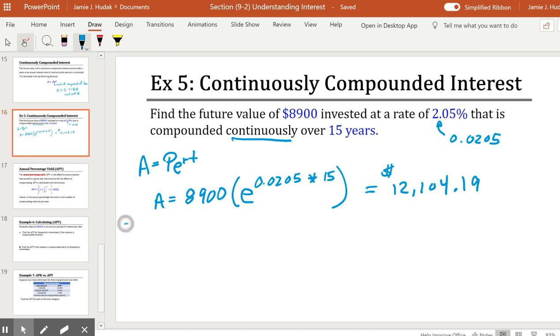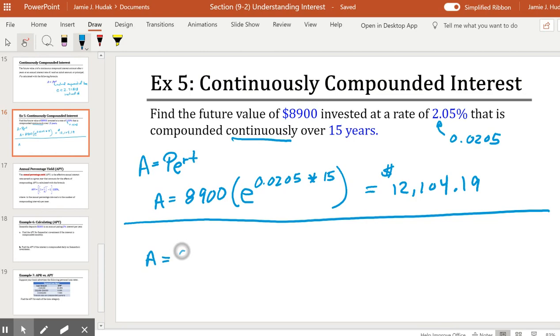Now, just as a demonstration, you would think that if it was earning interest every second of every day, every moment continuously, that it would be paying a lot more. But let's compare this to the same loan done weekly. Amount equals 8,900 times 1 plus the interest rate, 0.0205. And if we did this weekly, that's 52 weeks in the year. Raise that to 52 times the number of years, which is 15. And let's see how the two amounts differ.